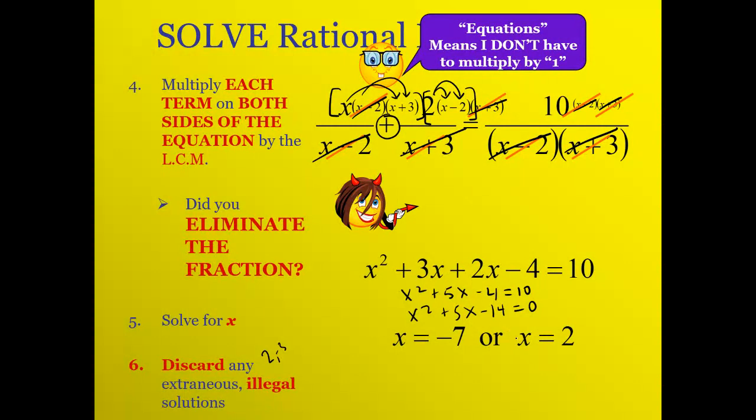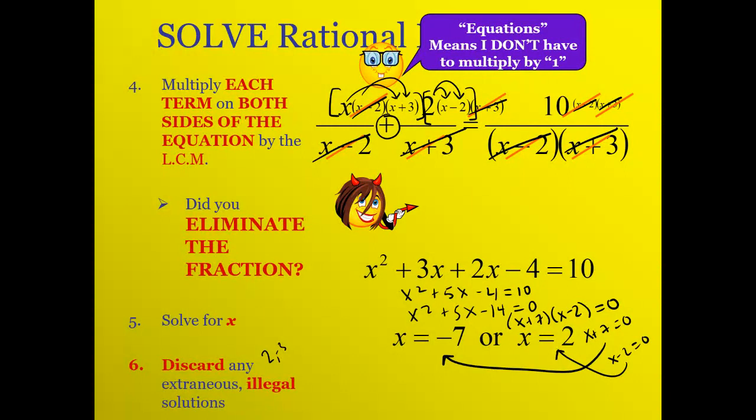Right? That's mathematically incorrect if you drop the equal sign. So this is x plus 7 times x minus 2 equals 0. I still haven't dropped it. Don't drop it. x plus 7 equals 0. That gives me this. x minus 2 equals 0, that gives me this, right?